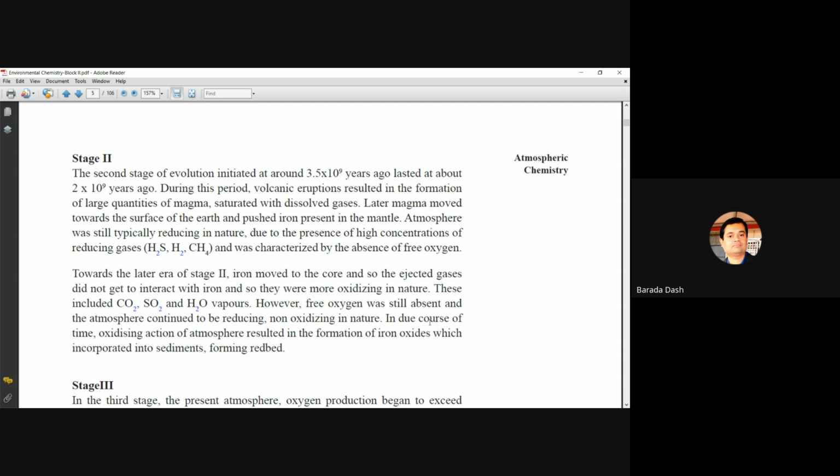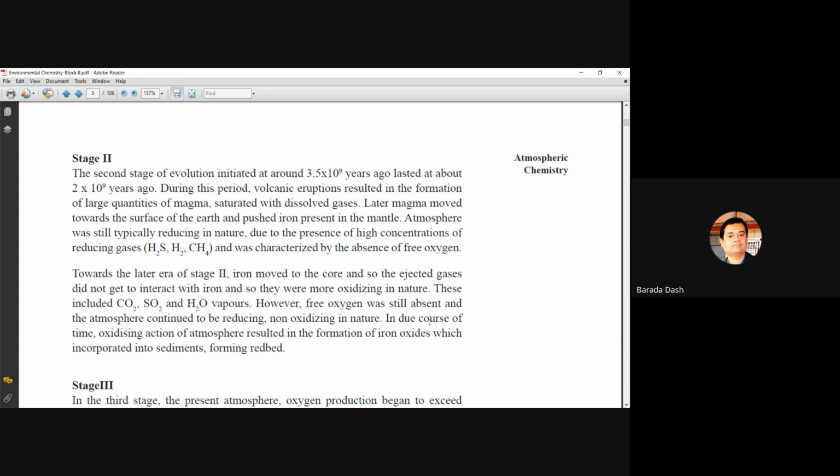Later, magma moved towards the surface of the earth and pushed iron present in the mantle. The atmosphere was still typically reducing in nature due to the presence of high concentrations of reducing gases like hydrogen, methane, and hydrogen sulfide, and was characterized by the absence of free oxygen. So free oxygen was not there. That's why it was still reducing, because hydrogen can reduce a substance, not oxidize. For the oxidation process, we need oxygen.